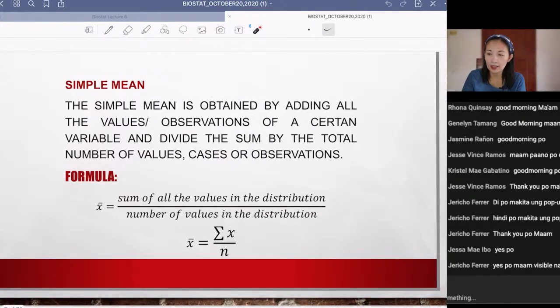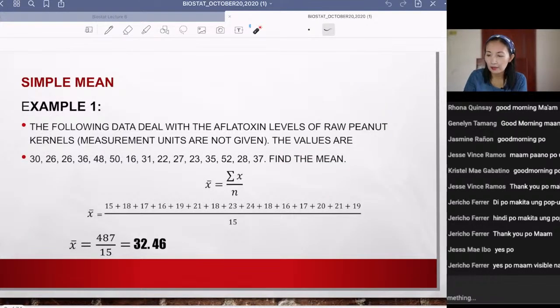So the simple mean is computed in this manner. Add up all the values or observations of a certain variable, then divide the sum by the total number of values, cases, or observations. Sum of all the values over the number of values in the distribution. As fast as we could.